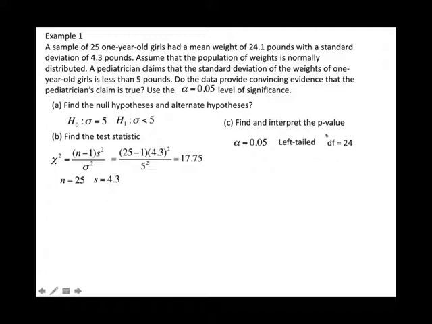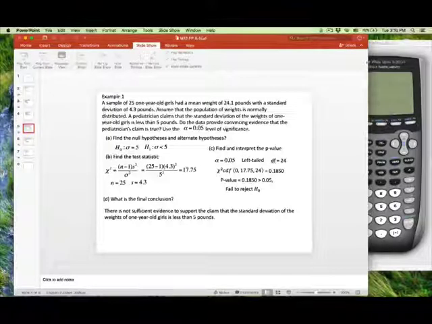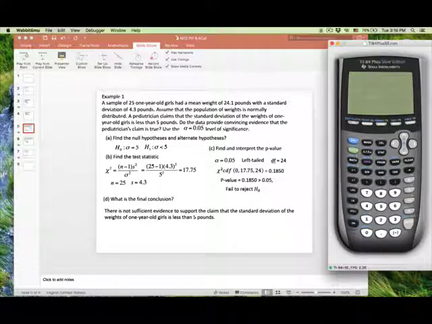Okay, degree of freedom is n minus 1, which is 24. And then I have a chi-square CDF starting from 0 to the test statistic, which is 70.75, and then the degree of freedom. Okay, let me show you guys how to use your calculator.